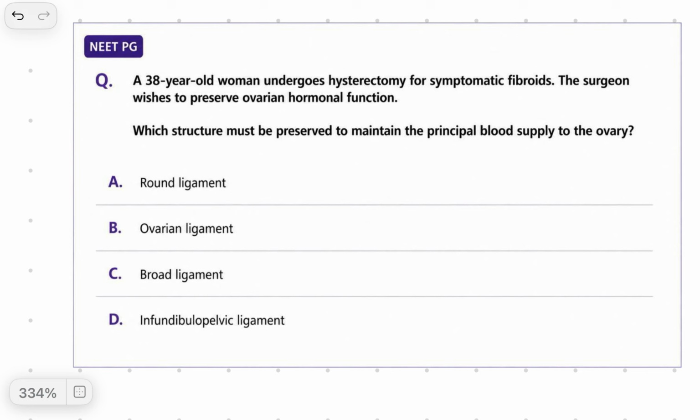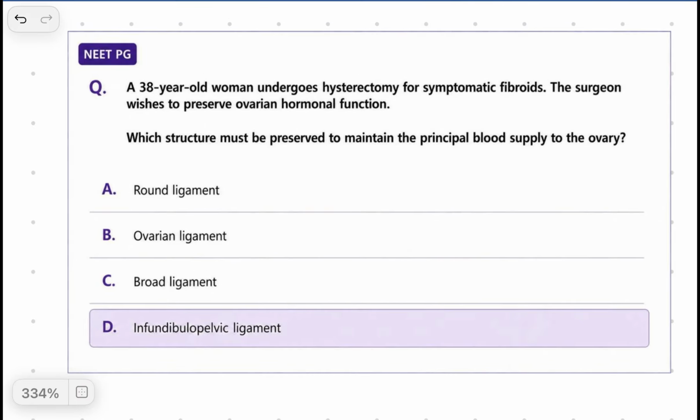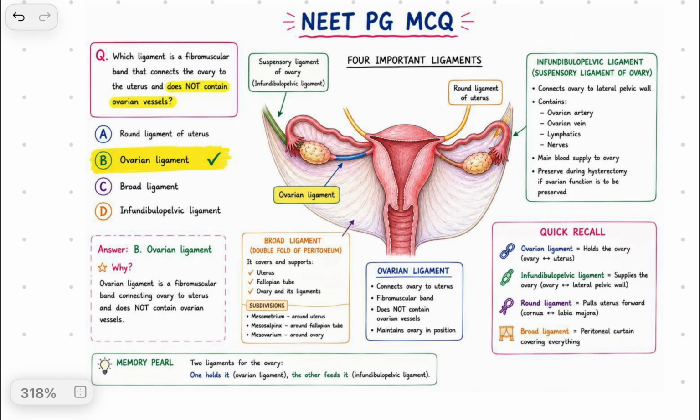Think, and if you think about any option, comment it. Here comes the answer. It is infundibulopelvic ligament. Let's see how it is answered. There are four options, right? Let's explore one by one.